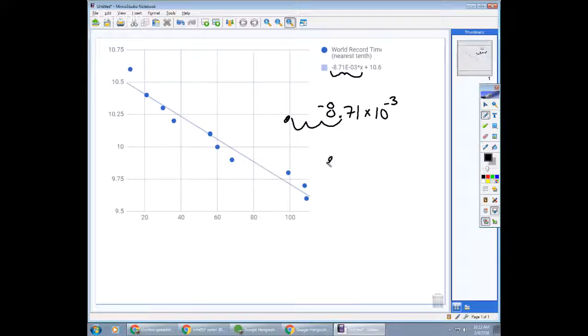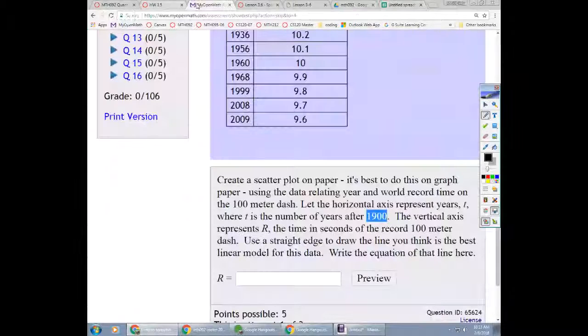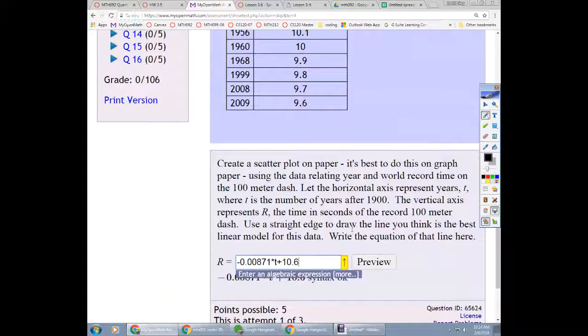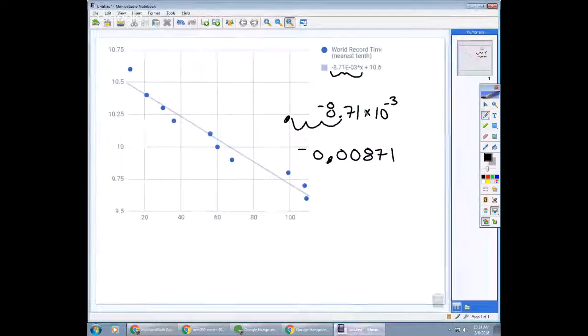So that means I'm going to have 0.00871, and it's a negative number. So that's the real number version of the slope. So here's what my model looks like. What did they say to use for variables here? They said to use R for the record and T for the time. So it looks like I get a slope of negative 0.00871 times the years after, that's T, plus 10.6, I think was our starting point there. So double check on that model. Yeah, there's my y-intercept, and this is my slope right here.